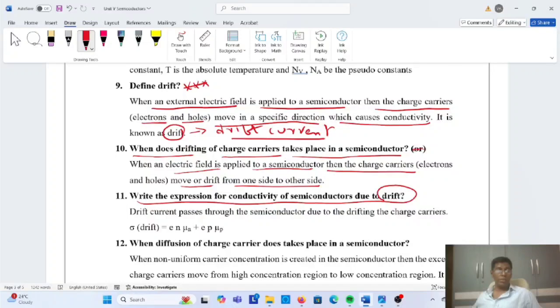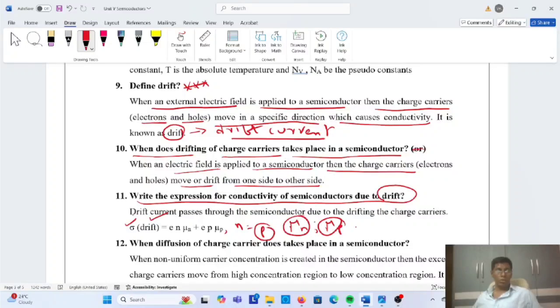So how can we write the equation? Sigma is equal to, sigma means conductivity of the semiconductor because of which process? Drift process. Sigma is equal to E n mu n plus E p mu p. In this equation, n is the number of electrons and p is the number of holes. Then mu n and mu p are the mobility of electrons and the mobility of holes.